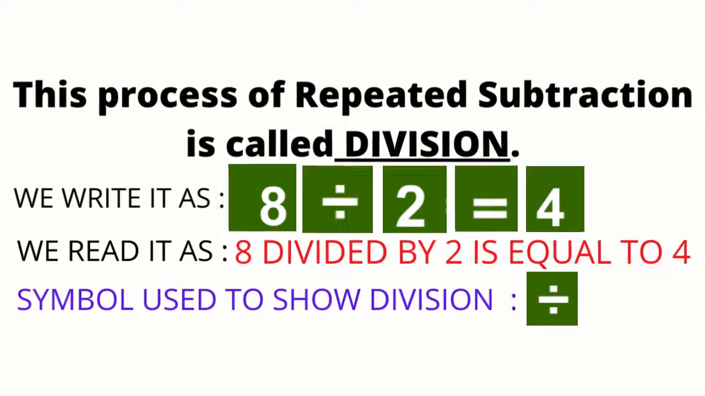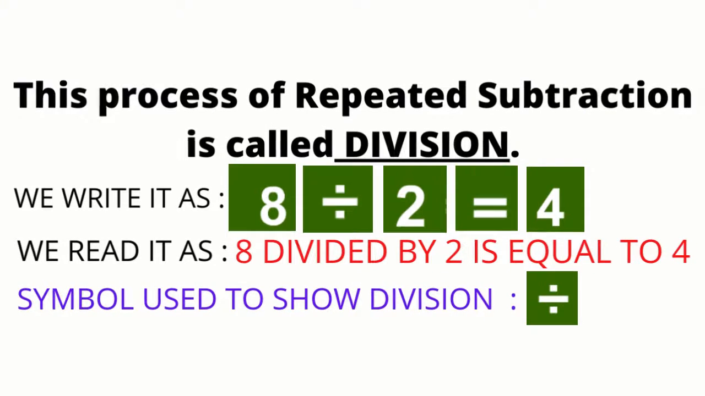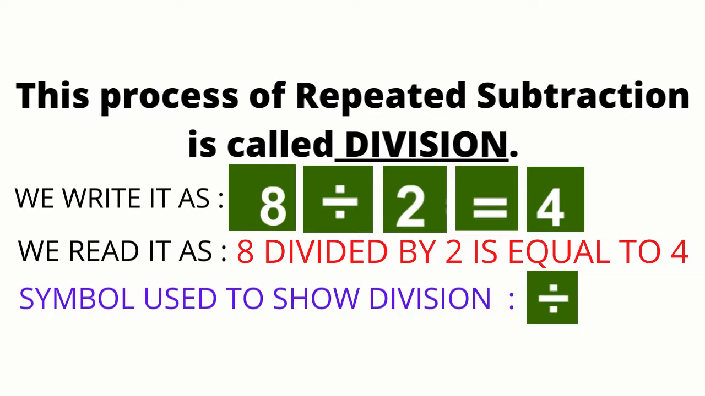This process of repeated subtraction is called division. We write it as 8, then the symbol of division, then 2. Now put the equal to sign, then the number 4. We read it as 8 divided by 2 is equal to 4.